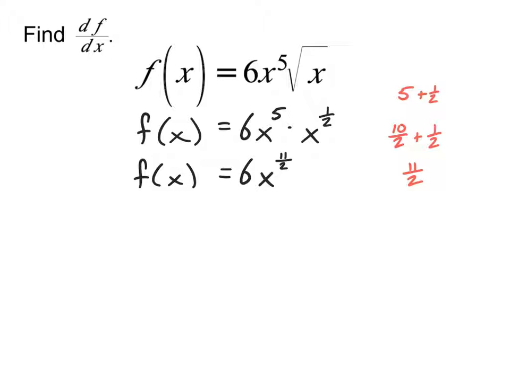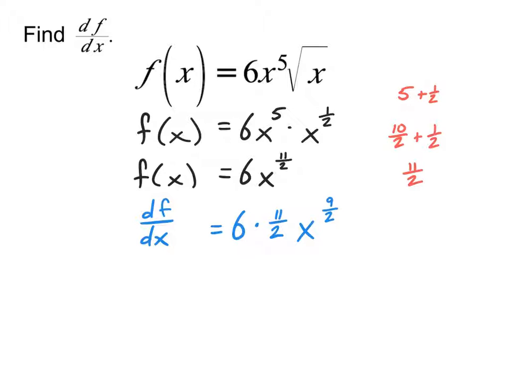Now once you get there, then you can go ahead and find your derivative. I'm going to stick with the same notation that we have up here, the df over dx. So I'm going to say df over dx equals, and then go ahead and find the derivative at that point. And so to do this derivative, I'm going to use power rule. So I'm going to be doing 6 times my exponent, so 6 times 11 halves. And then it's going to be x to the, we need to subtract 1 from that, 9 halves. And so 11 halves minus 1, that's the same as 11 halves minus 2 halves, which is 9 halves.